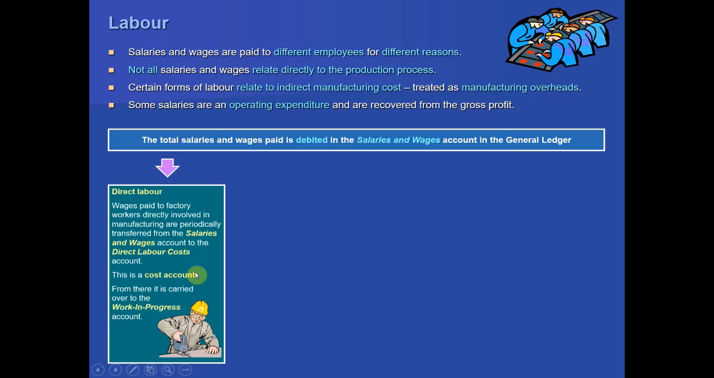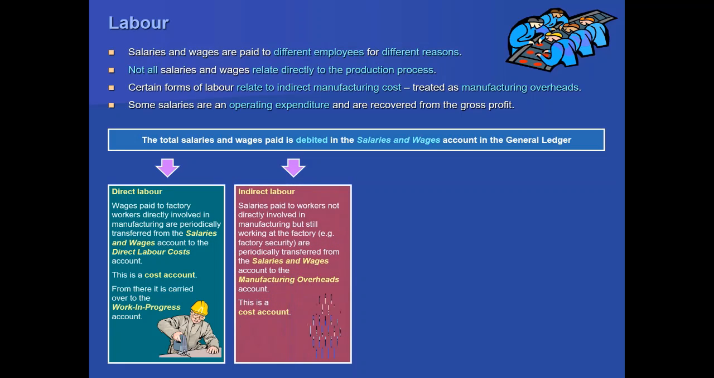Now that it sits in this direct labor cost account on the debit side, some of it will then be again transferred to work in progress. So we know we have now a debit in this direct labor cost account, so we have to credit this direct labor cost account and debit work in progress, which is our asset account.